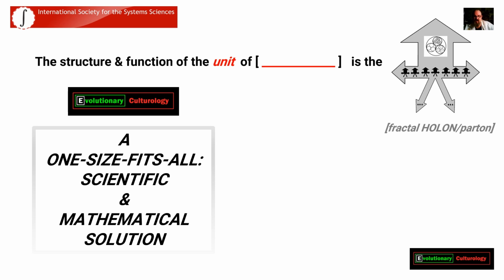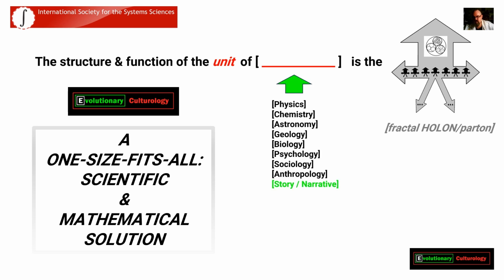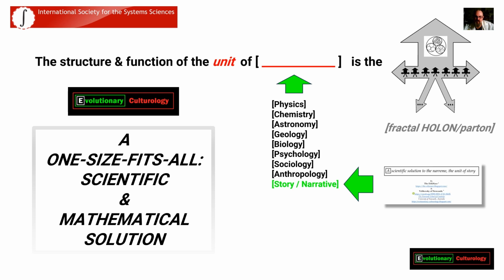So, and we looked at this in part 1. The structure and function of the unit of anything is the fractal holon parton. So it's a one-size-fits-all scientific and mathematical solution for all domains, including story or narrative down the bottom there, in any communication media, film, game, TV, song, anecdote, what have you. But that's what this particular article focused on, was stories and narratives. But it's one size fits all 50,000 plus domains. Because information is culture, and that's why evolutionary culturology, because we're looking at information, energy and matter, some of the substrates of the universe, possibly also multiverse.